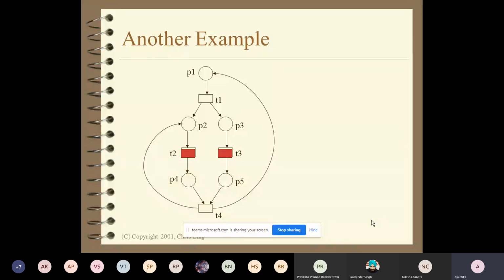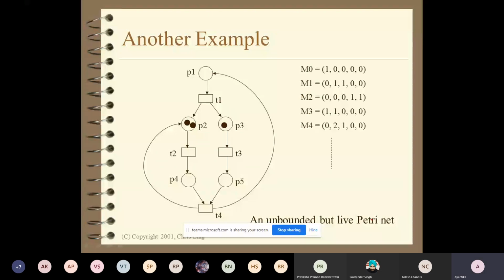This is another example you can check. Okay, I will go back. So another one is, this is another example of unbounded. That means you are not putting any bound on these tokens. But this is a live Petri-net. Okay, so this is not any type of K-bounded or anything.